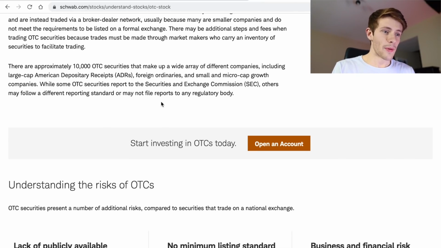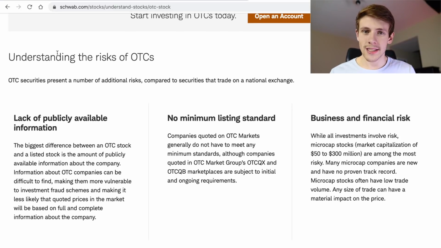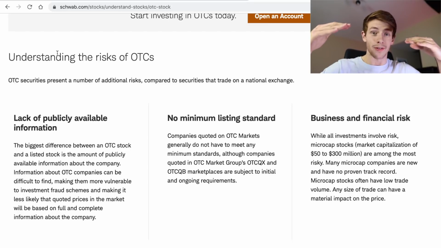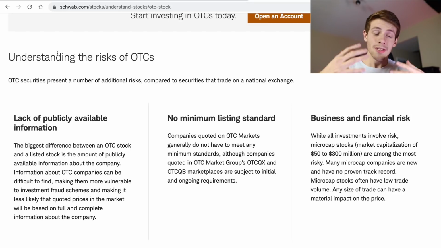And typically speaking, there's a lot more risk to OTCs because they are sketchier, they don't meet the requirements. But as I already stated earlier, when there's more risk in the investment, you have a much greater potential for return. So it's equally proportional. The more risk, the more potential for return. The less risk, the less potential for return. So just keep that in mind.